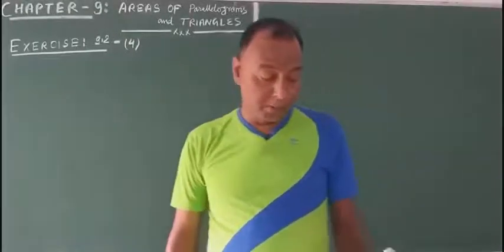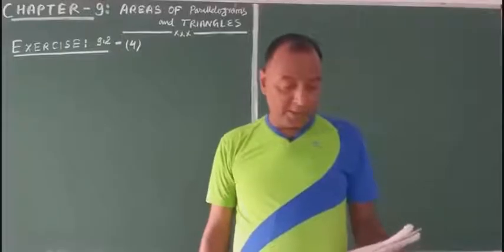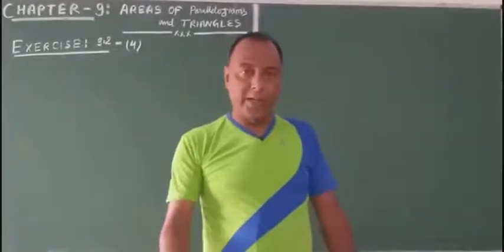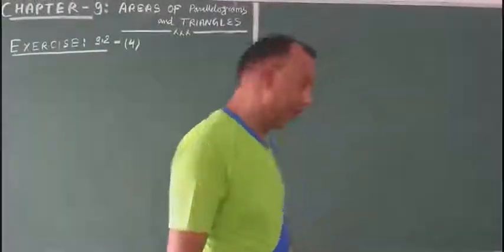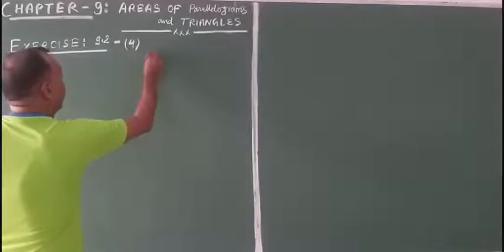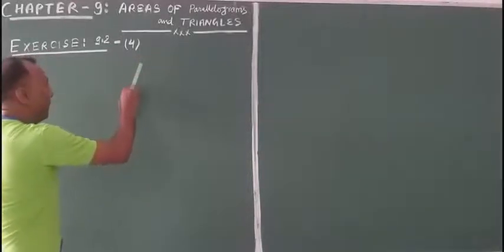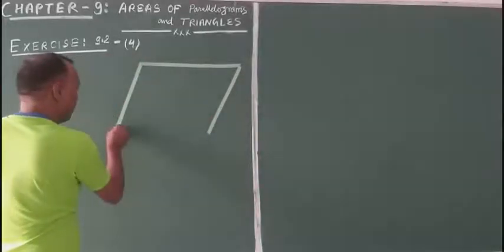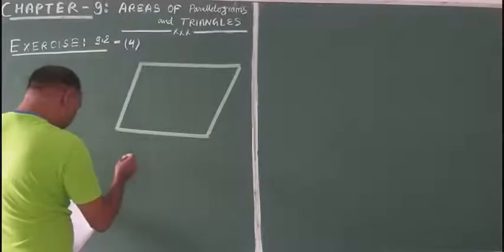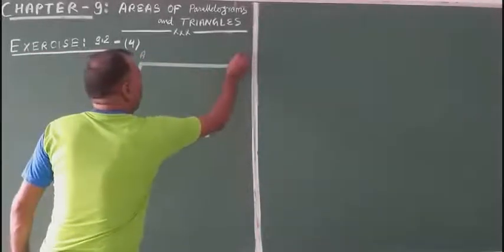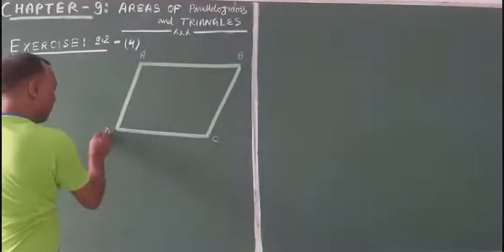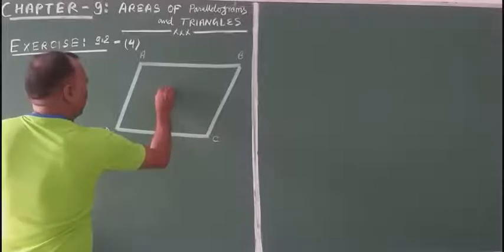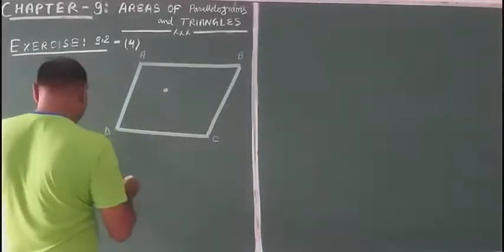So this is question number 4: in the given figure, P is a point in the interior of a parallelogram ABCD. This is the figure of parallelogram ABCD, and this is the point P, interior in the parallelogram.